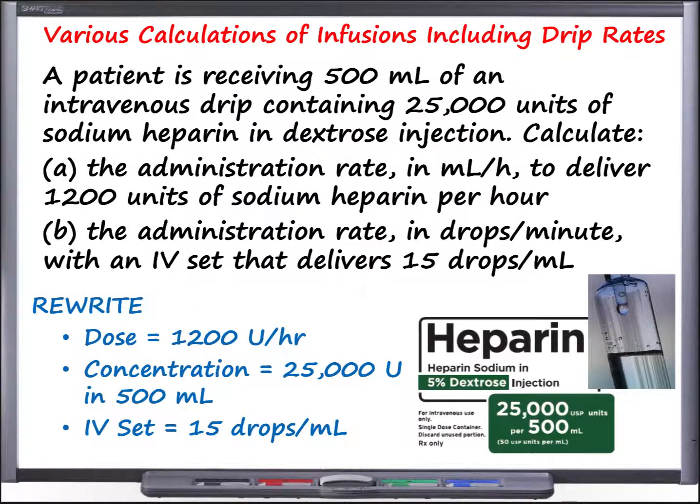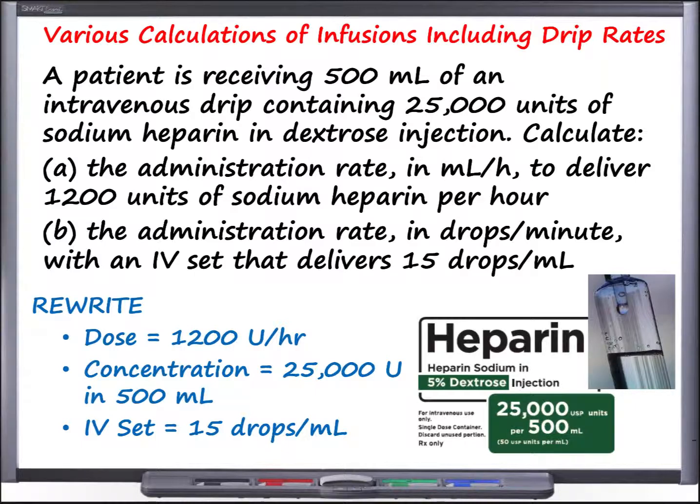All right, this next question is very similar, but I chose it because it involves the drug heparin, which instead of being dosed in milligrams like our acyclovir, is actually dosed in the units of activity. So we'll see how that changes or affects the calculations. So the question reads, a patient is receiving 500 milliliters of an intravenous drip containing 25,000 units of sodium heparin in dextrose. It wants us to calculate two things.